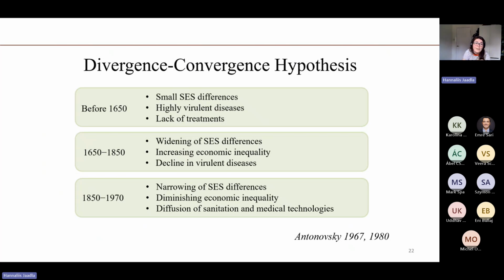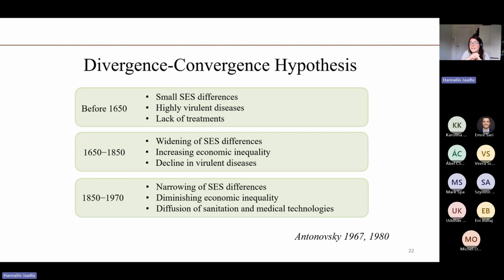So very early on, we have small SES differences. Diseases are highly virulent, highly infectious diseases, and there's a lack of treatment. So everybody similarly, mortality rates are similar for all social classes. He puts the second period, so 1550 to 1850, as widening of SES differences and increasing of economic inequalities. So he says by this period you should observe in populations social inequalities in mortality.